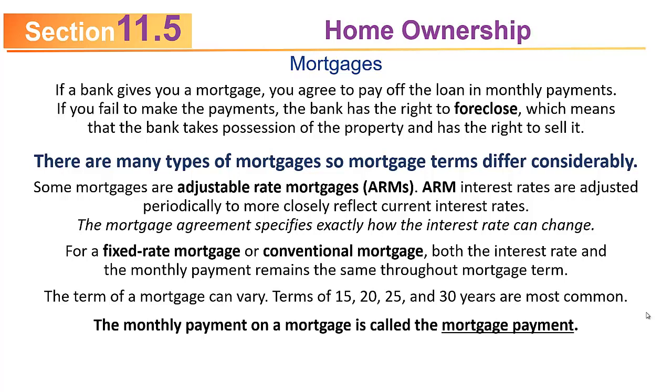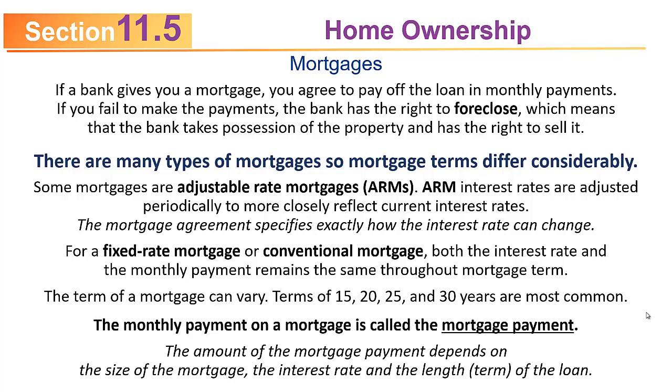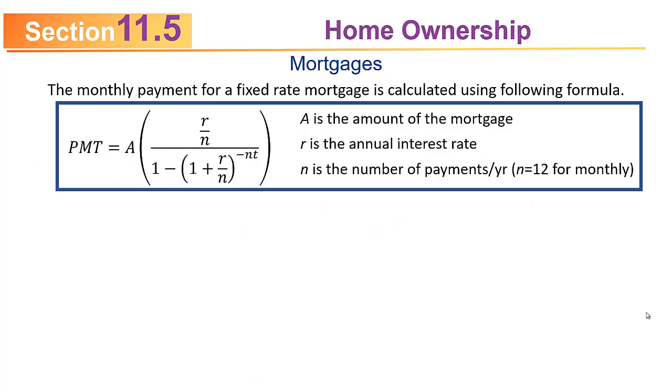The monthly payment on a mortgage is called the mortgage payment. The amount of the mortgage payment depends on the size of the mortgage, the interest rate, and the term of that loan. The length of the loan is also called the term of the loan. Here's the actual formula you use to calculate monthly payments.